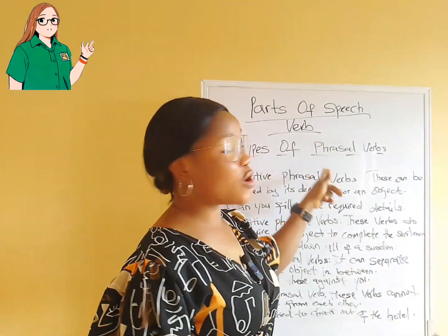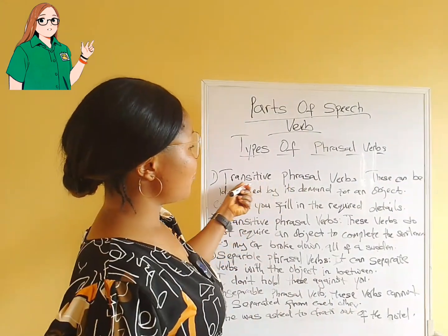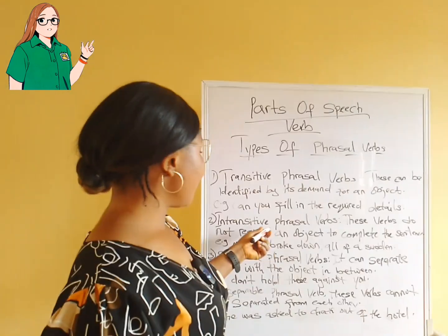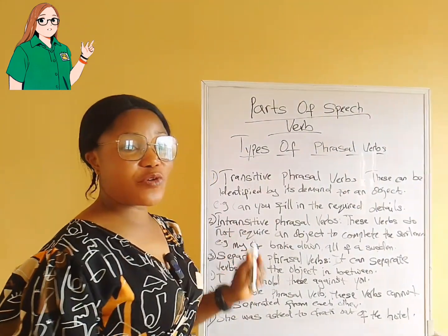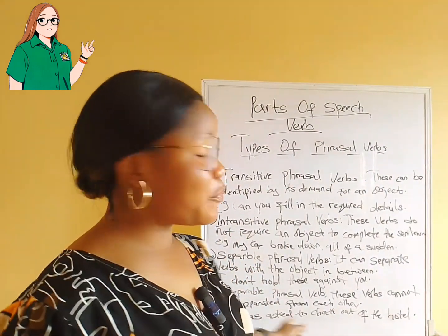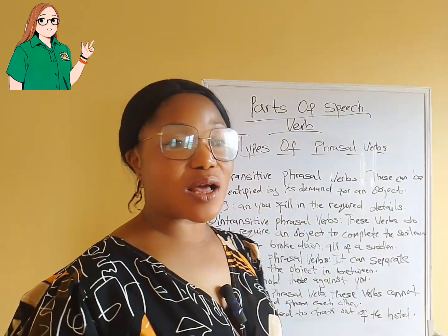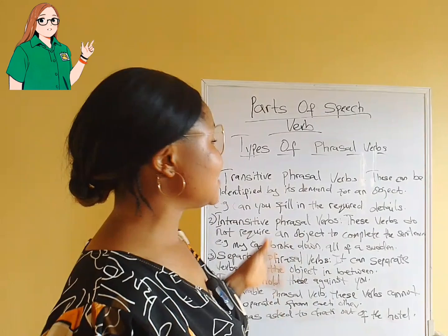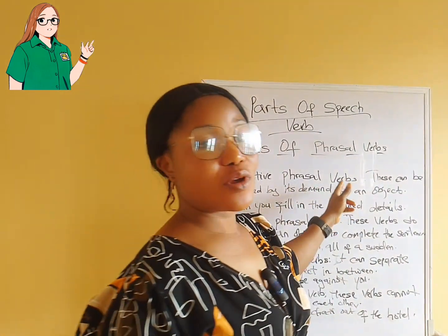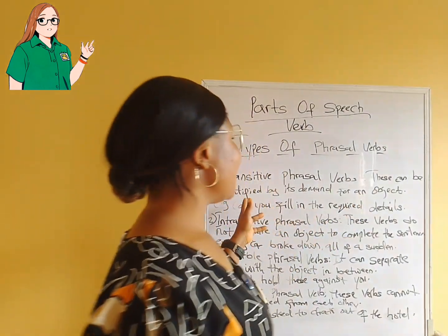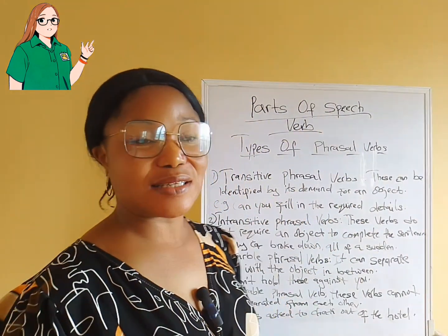So we have types of phrasal verbs as well. We have transitive phrasal verb, intransitive phrasal verb, separable phrasal verb, and inseparable phrasal verb. How you can identify these types of phrasal verbs is that a transitive phrasal verb can be identified by its demand.